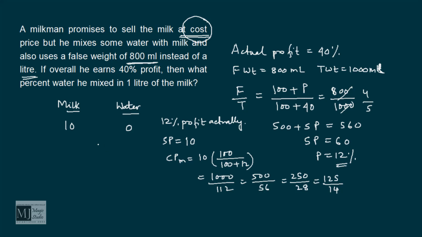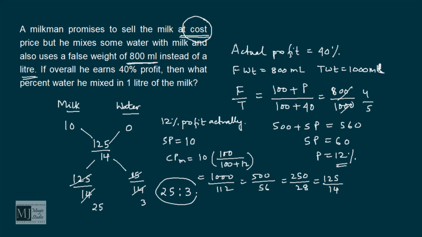You would be better at calculation than me, I know. So 125 by 14. When I cancel this, it would be 140 minus 125 is 15 by 14, and that comes to 125 by 14. Cancel out 5, 3 times 5, 25 times. So the ratio of milk and water is actually 25 is to 3.